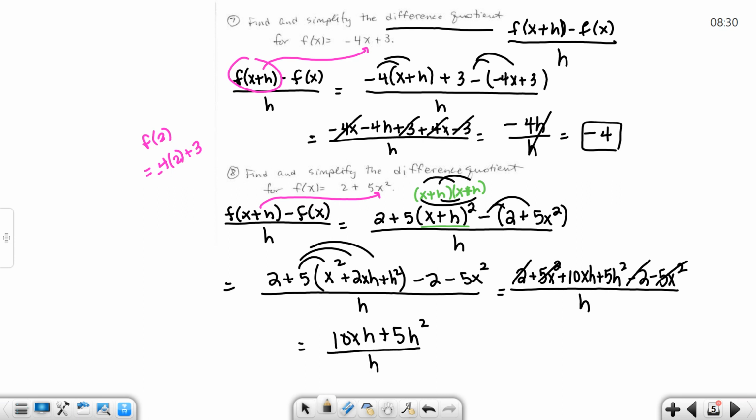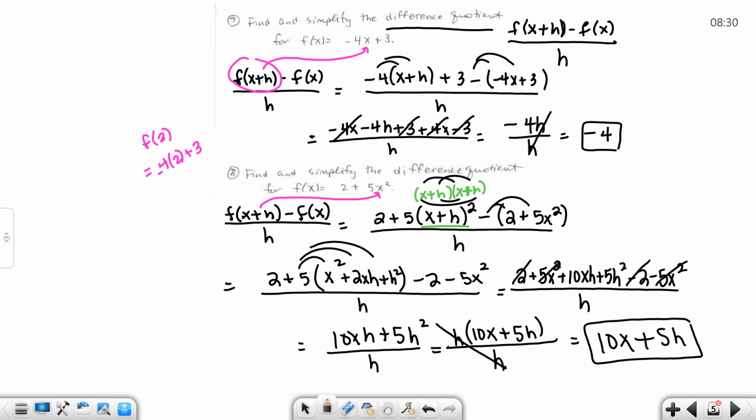We should notice that we have an h in common to every part. So let's factor out the h. And then those will divide out, leaving us with 10x plus 5h.